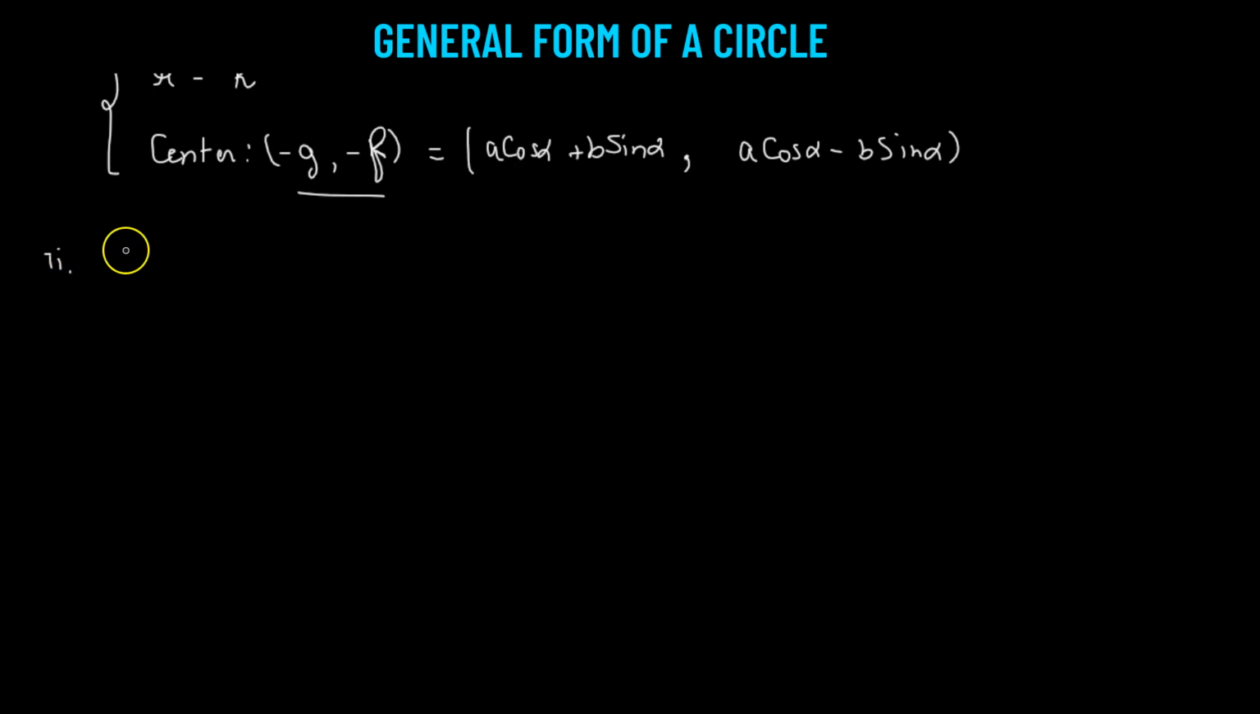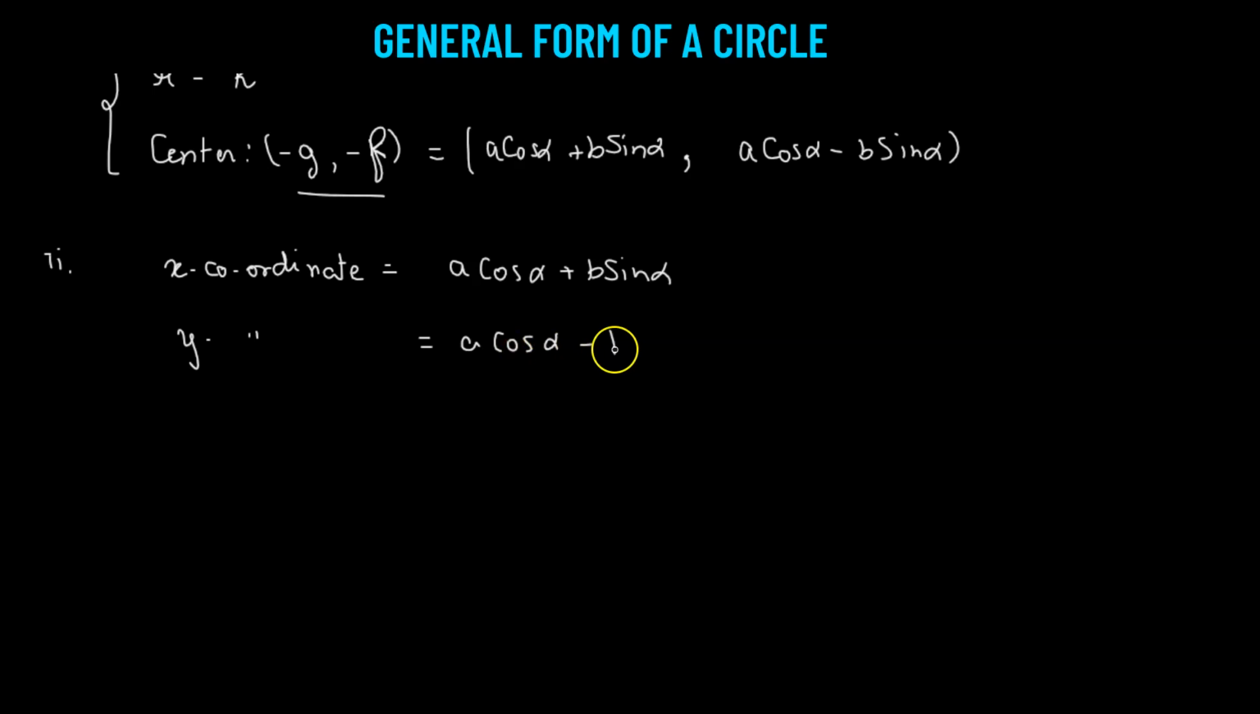Okay, we're doing part 2. The x coordinate is given by a cosine alpha plus b sine alpha. And then we have the y coordinate. So the y coordinate is a cosine alpha minus b sine alpha. Now we'll try to find a relationship between x, y and a, b by eliminating alpha. So let's take this as equation 1 and this as equation number 2.